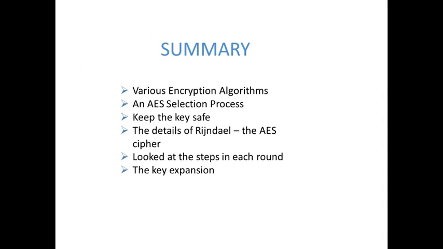Okay, what we have done in here, we have the summary of various encryption algorithms and the AES selection process, key and unit to keep the key safe. The details of Rijndael, the AES cipher, have been learned. You can look into deeper information about the AES cipher in Rijndael at the link, and you can get a brief description about it. Look at the steps in each round and the key expansion. The key expansion is an additional input for this AES structure, so it has to be done very efficiently.